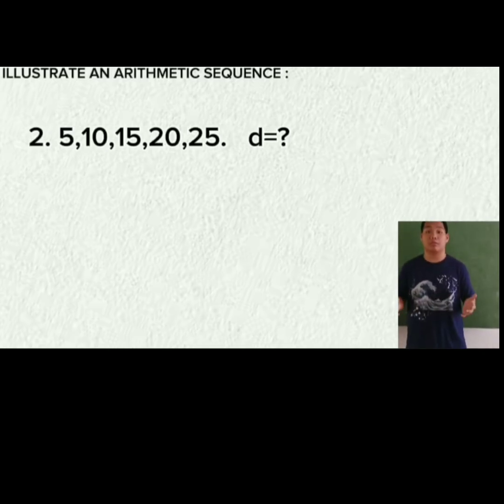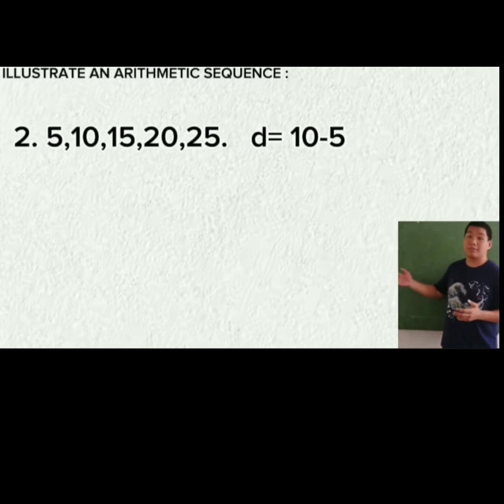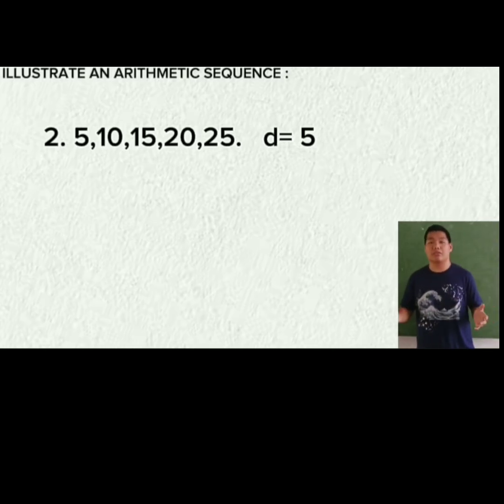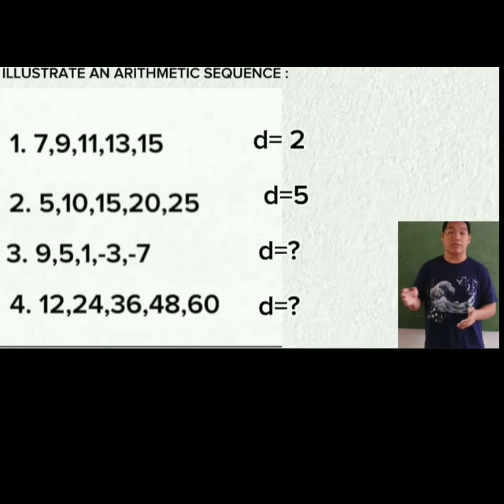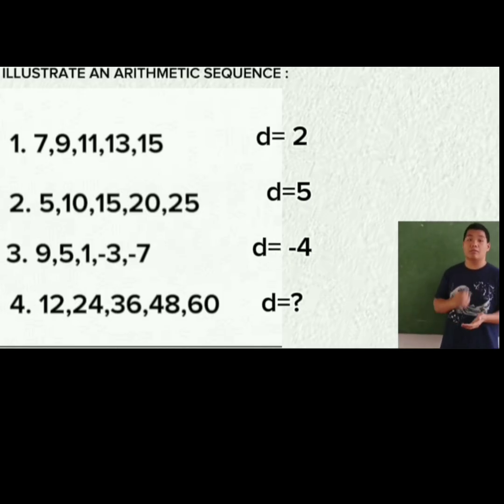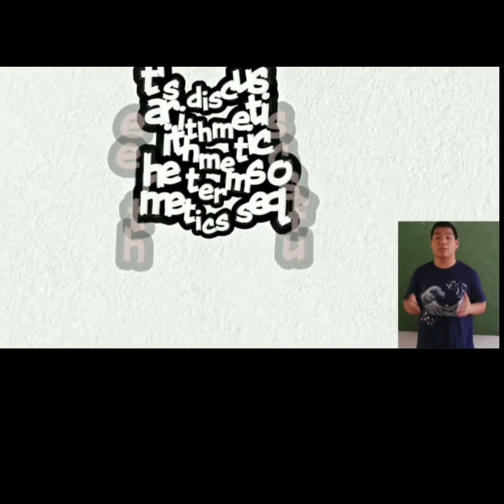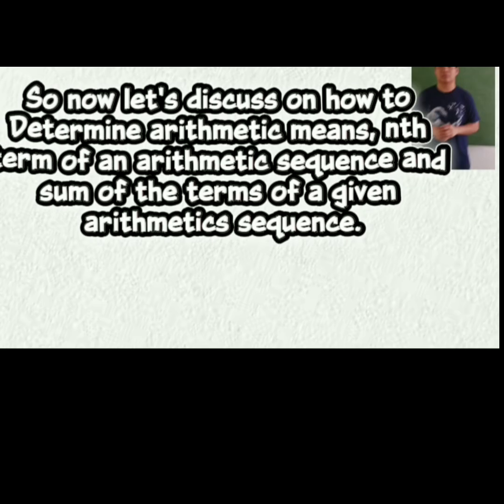Second problem, we will use the same process again. A sub 2 minus a sub 1. 10 minus 5 is 5. So the common difference of this problem is 5. Same process again on the preceding numbers, and the answer of number 3 is negative 4 and number 4 is positive 12.